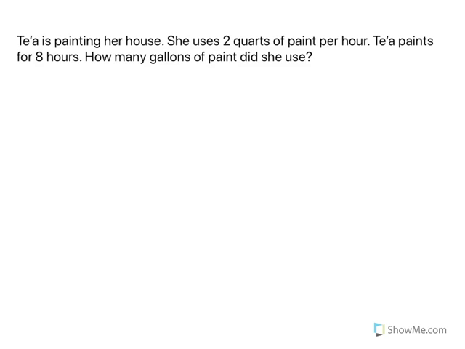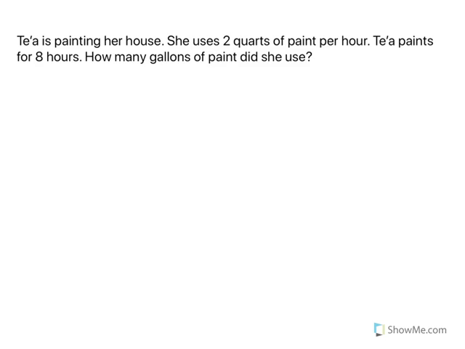She uses 2 quarts of paint per hour. Tia paints for 8 hours. How many gallons of paint did she use? So we have quarts and we have time. Don't think about the time. Just know that this is a problem that's taking us from quarts to gallons.